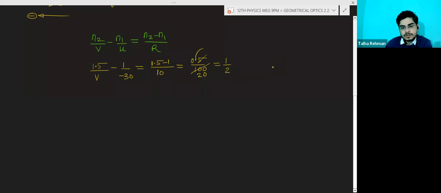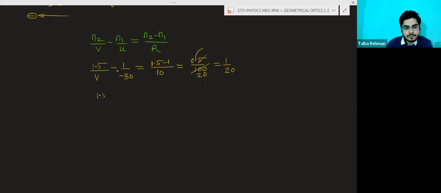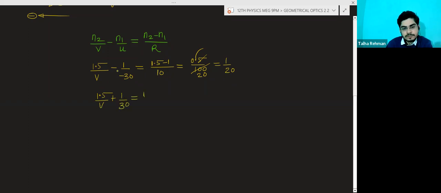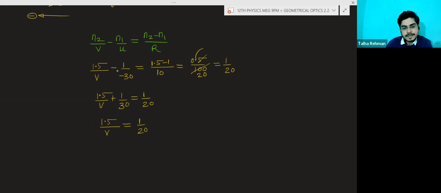So you will have 1.5 by V plus 1 by 30 is equal to 1 by 20. Further you will solve it, you will get 1.5 divided by V is equal to 1 by 20 minus 1 by 30.